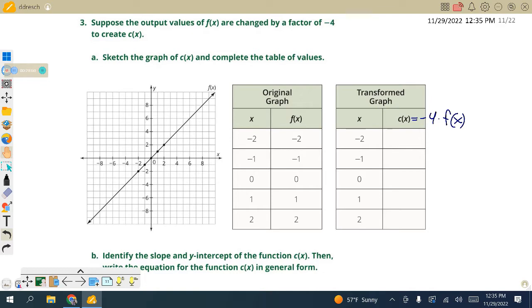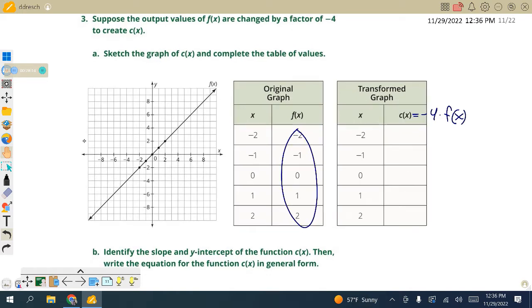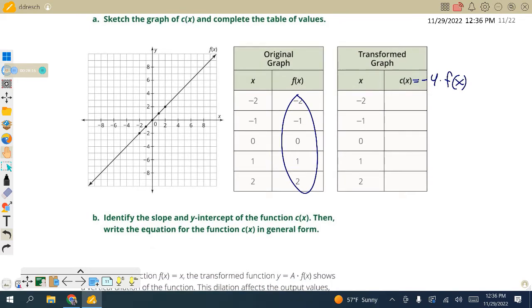Negative times a negative is positive, but a negative times a positive is negative. So let's do that. Let's take those numbers again right here for the y's, multiplied by -4. So what's -2 times -4? So let's go plot that. We are down here at -2 to start off with. We multiply by -4. We're now up here at 8. What's -1 times -4? Okay, so we're at +4 now.